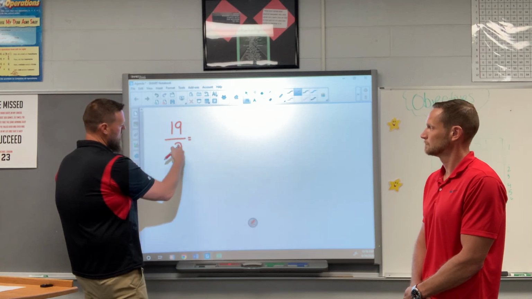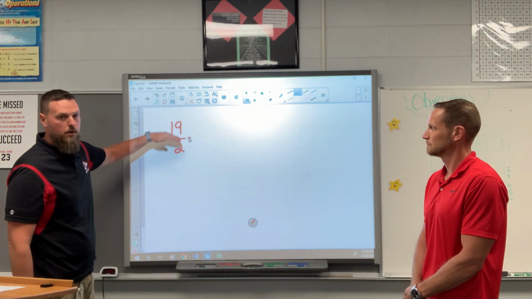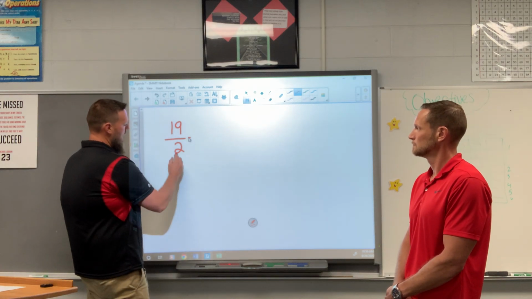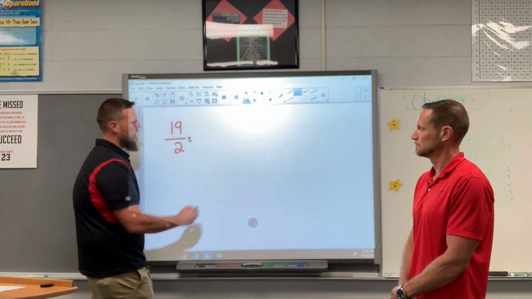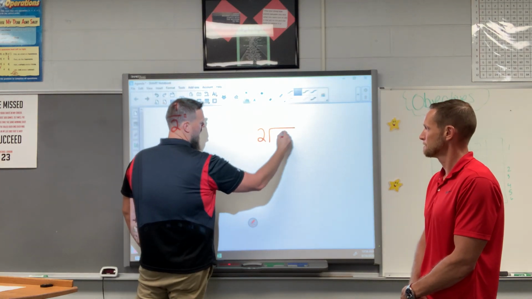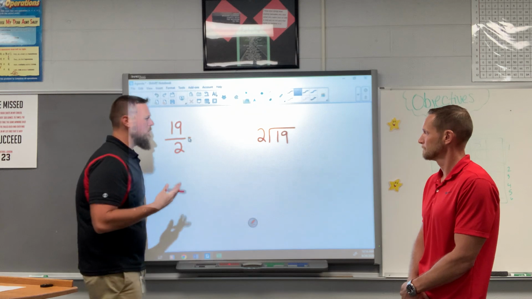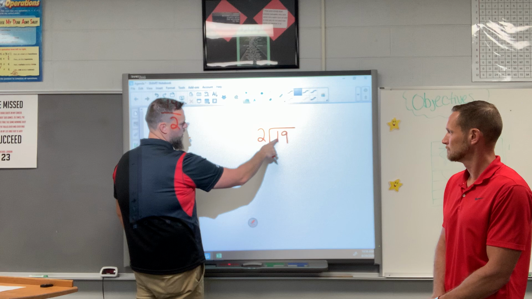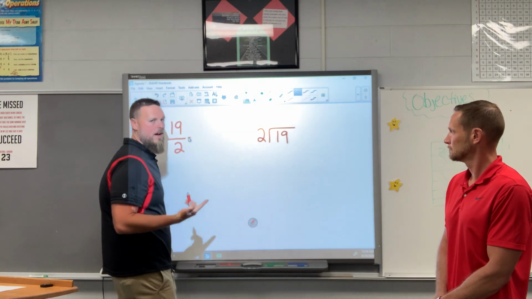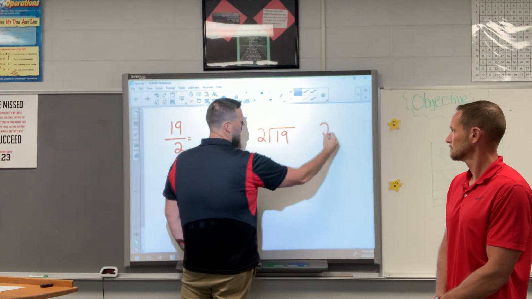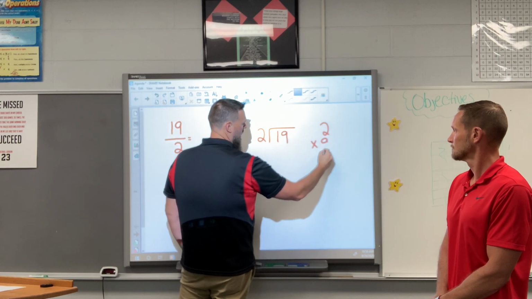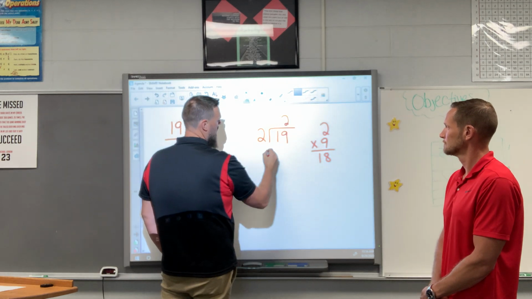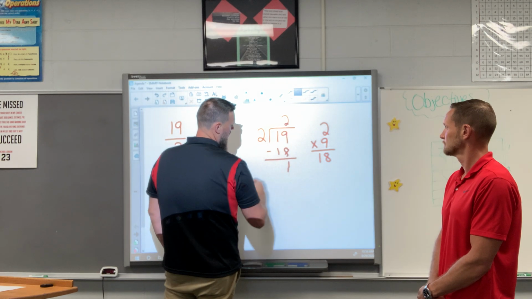So again, you have 19 halves, improper because the numerator is bigger than the denominator, and I want to turn it into a mixed number. So think, how many times would 2 go into 19? So I'm going to rewrite my problem over here to help me out. All right, so most of you all should be able to hopefully see this, because 2 won't go into 1, but 2 will go into 19. That's kind of a math fact. What times 2 gets me close to 19? And, 9 times 2 is 18. So subtract away the 18, and you have 1 left.